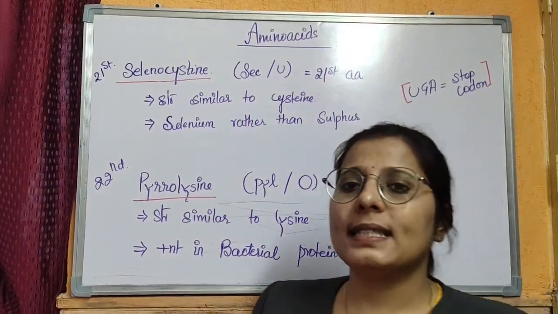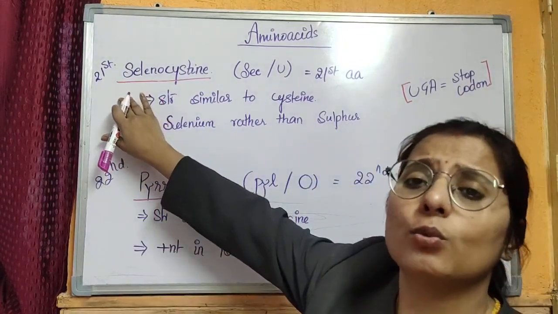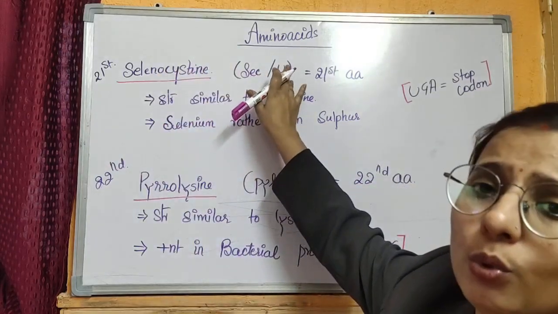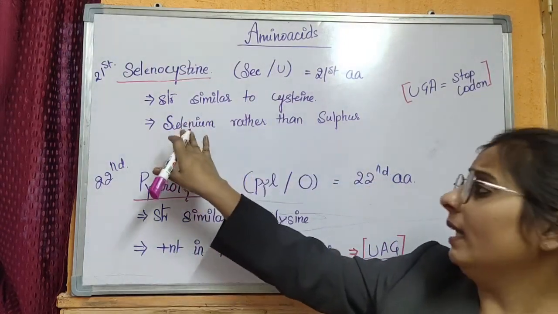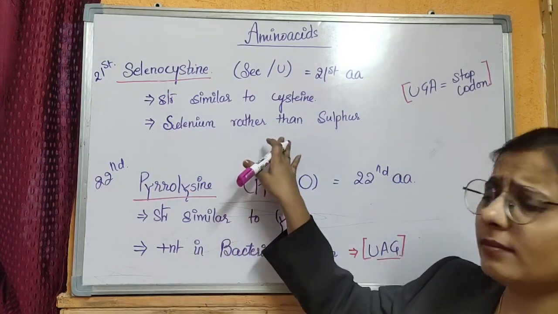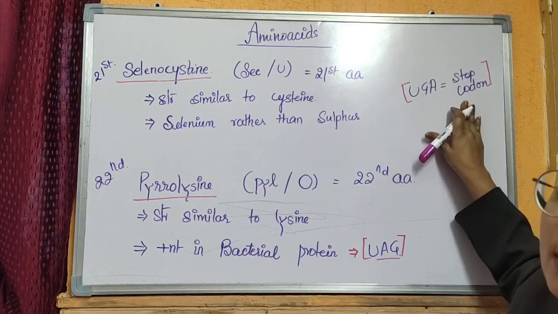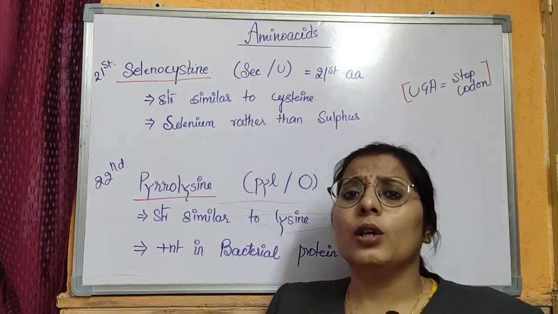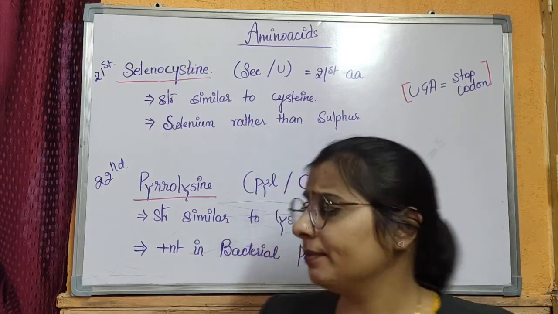Now, what are selenocysteine and pyrrolysine? Selenocysteine is the 21st amino acid and it is represented by Sec or U, and it has a structure similar to the amino acid cysteine. It has selenium rather than the sulfur that is present in cysteine. It is coded by the codon UGA, which is a stop codon. Selenocysteine is a modified form of the amino acid cysteine.